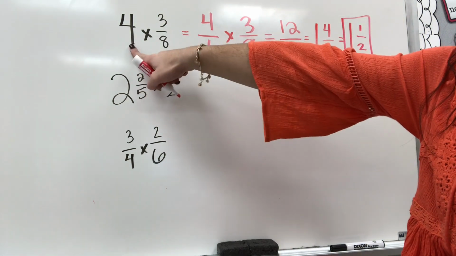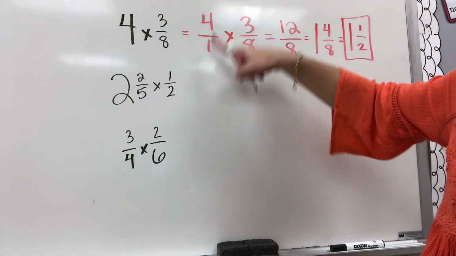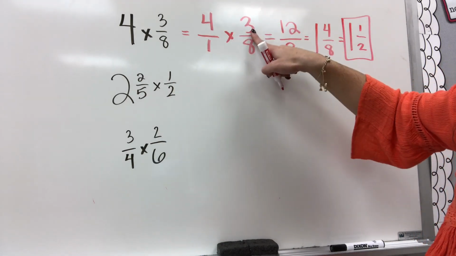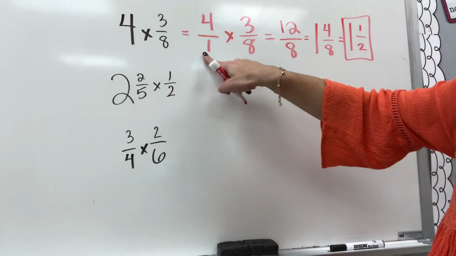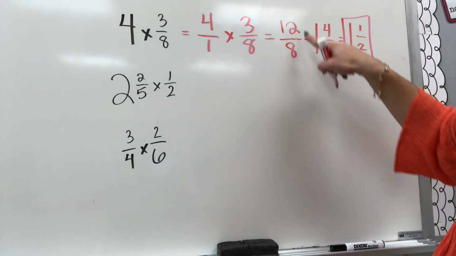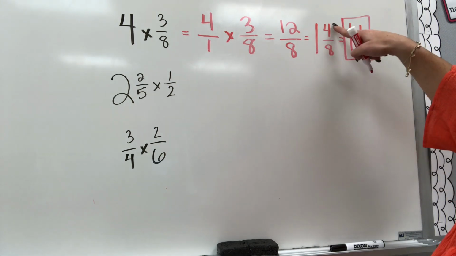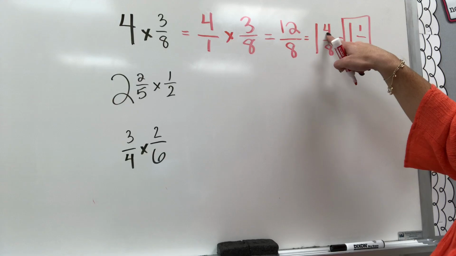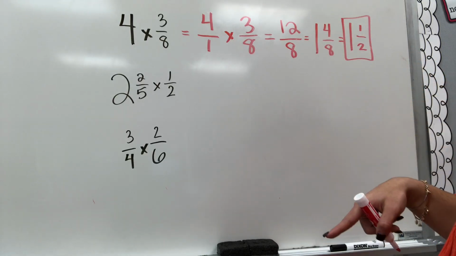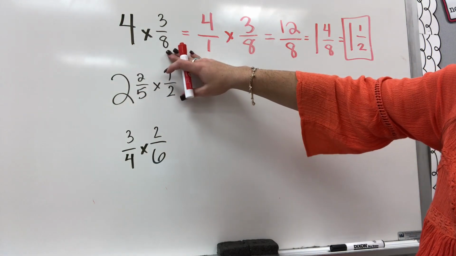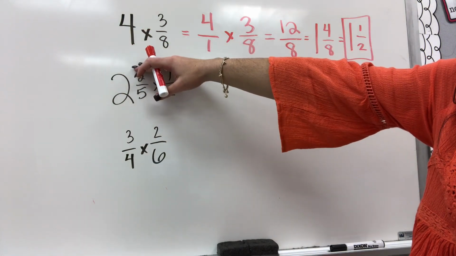So again, what we did is we put our whole number over 1, not changing the value, and we multiplied straight across. Numerator times numerator gave us 12, denominator times denominator gave us 8, and we simplified by saying 12 divided by 8 is 1 with a remainder of 4 over 8, which then reduces to 1 whole and 1/2. Okay, so the main thing when multiplying whole numbers times fractions is simply putting that whole number over 1.